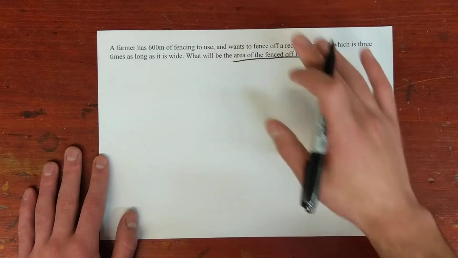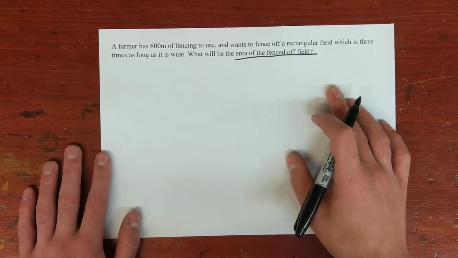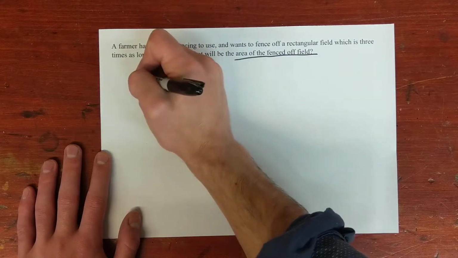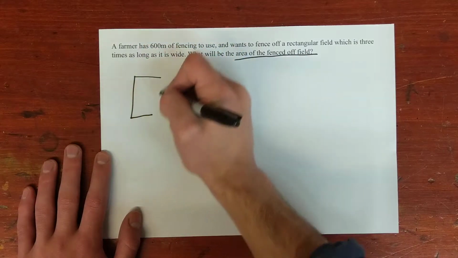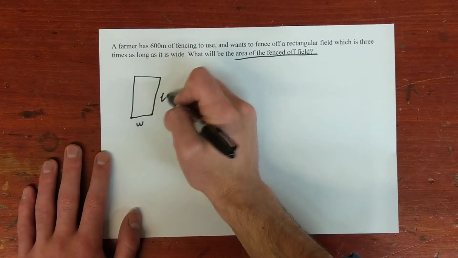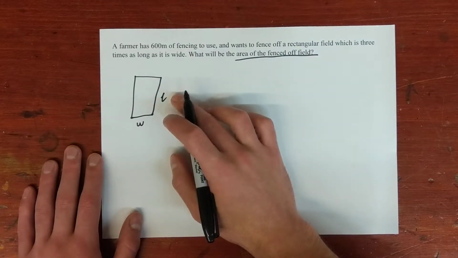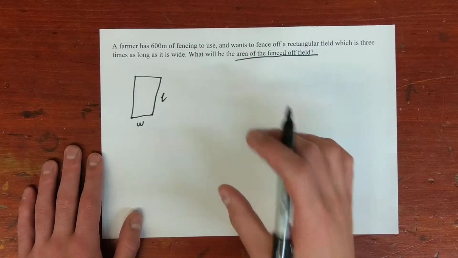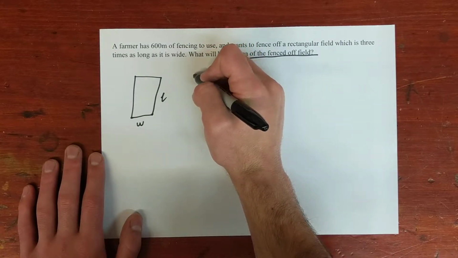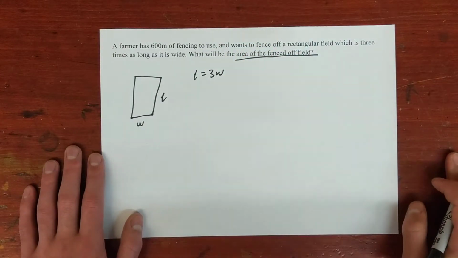So at the end, once I've solved my simultaneous equations, I need to make sure I come back to the actual question. I'm going to draw a diagram of this situation. So I've got a rectangular field that's got a width and a length, and I'm told that the length is 3 times as much as the width. So let's translate that into an equation. If the length is 3 times the width, then L equals 3 times W.